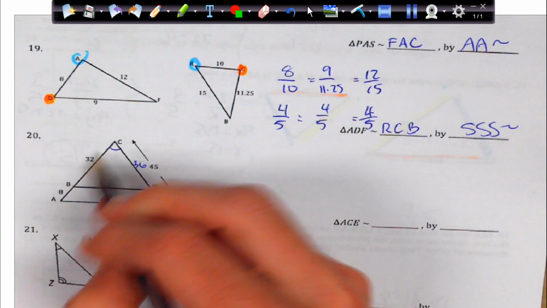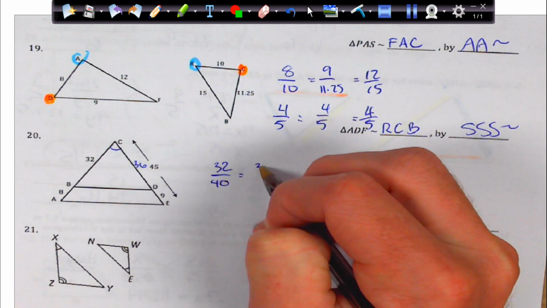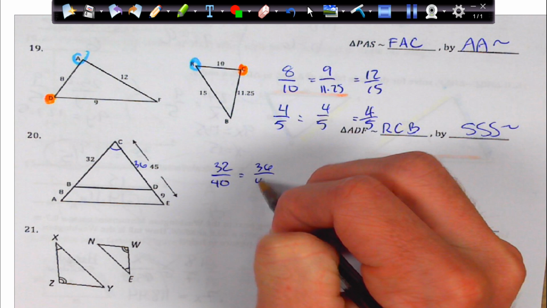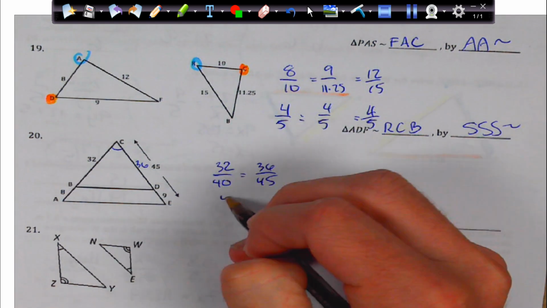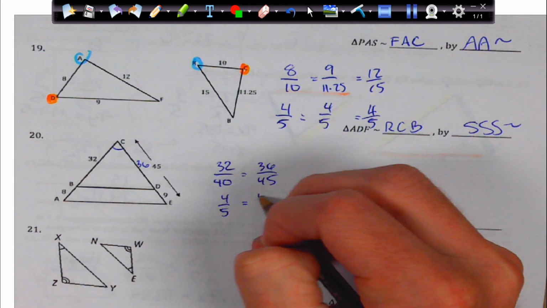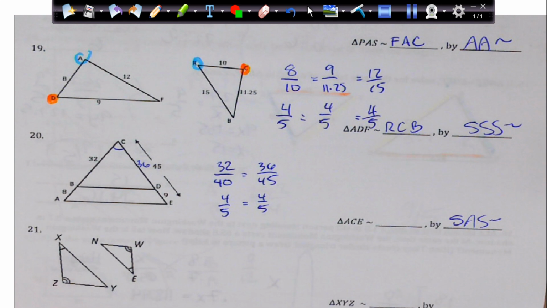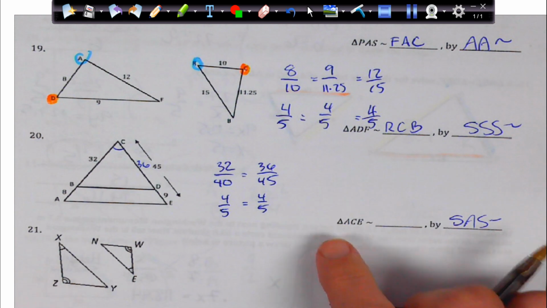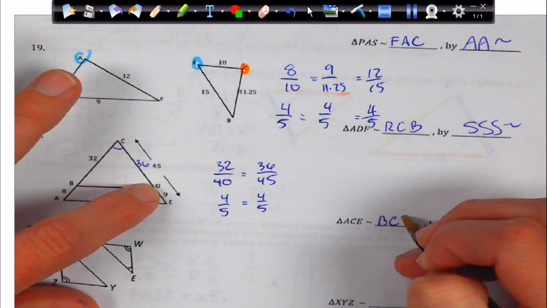So I'm going to go 32 over the whole thing, which is 40, equals 36 over the whole thing, which is 45. Are those the same? And they reduce to 4 over 5, and this reduces to 4 over 5. So we do have SAS with that included angle right there. A is going to match up with B, C with C, and D with E.